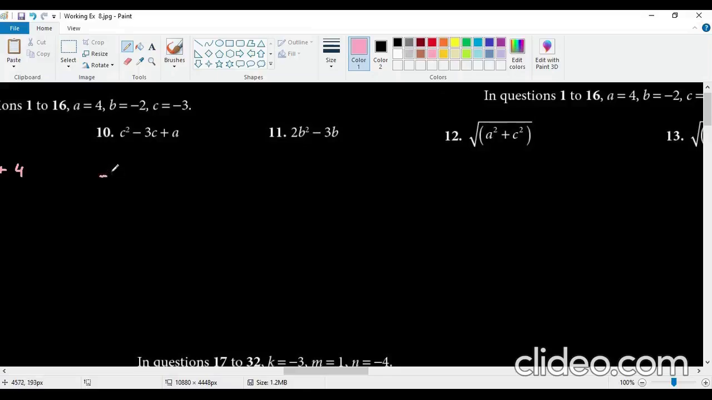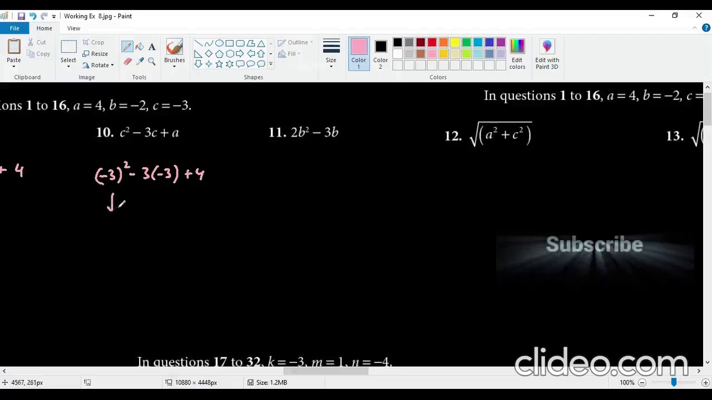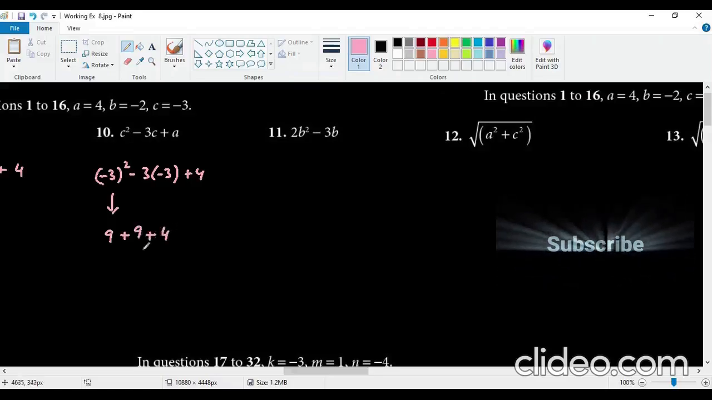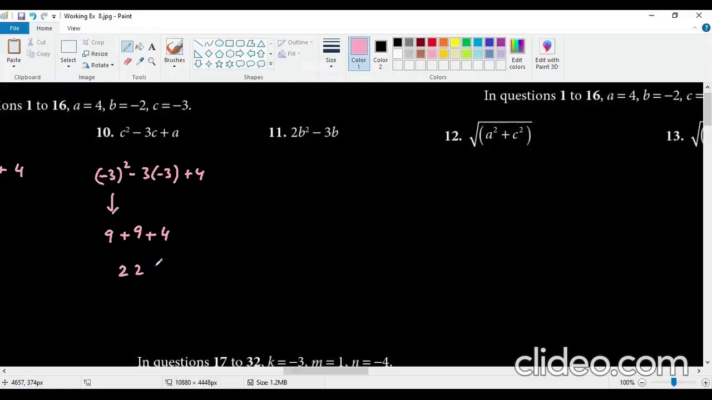Moving on to question number 10. C value is negative 3, which is squared. Negative 3 times c, again negative 3, and plus a value is 4. So this is going to give us a positive 9, and this gives us a positive 9 once again, and plus 4. So plus 22 is going to be your final answer for question number 10.